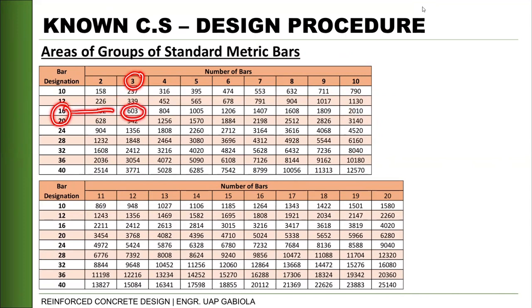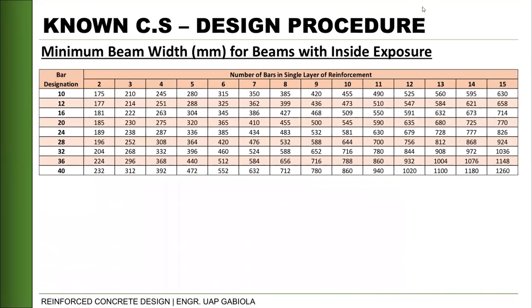Okay? So kung gusto mong kunin siya manually, you just need to get the area of 16 diameter rebar, pi over 4 times 16 squared times 3 pieces, and that will yield to 603 as shown on the table. So same condition applies on all of the values stated here. I just made this table for faster calculation ng areas natin so that we can make the process shorter. And also we can check yung minimum beam width na required for each rebar.